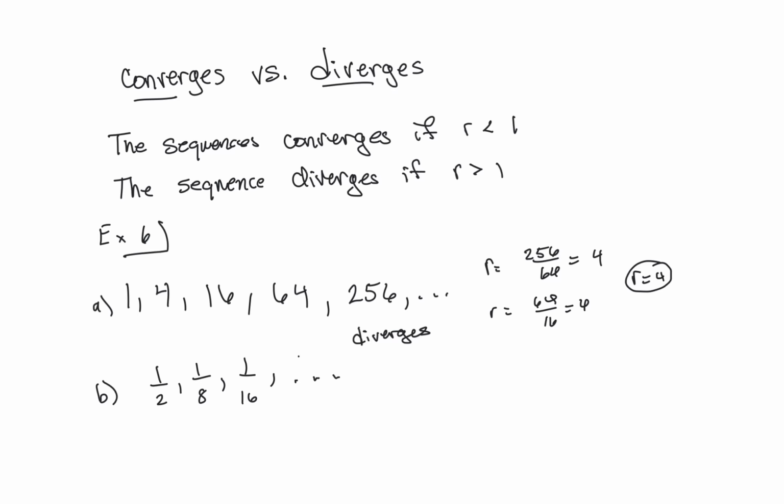Here, you can see that your R is equal to 1/2. You're multiplying by 1/2 each time. Because the R value is less than 1, we would say this sequence converges. And that's all you have to do here. Find the R value, and if it's larger than 1, it diverges. If it's less than 1, it converges.